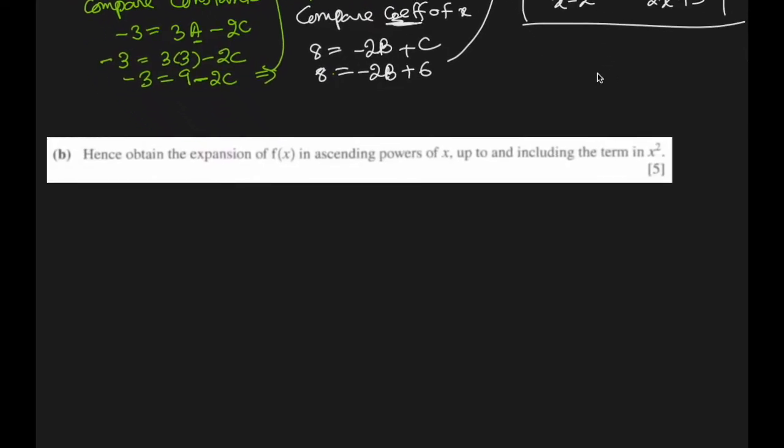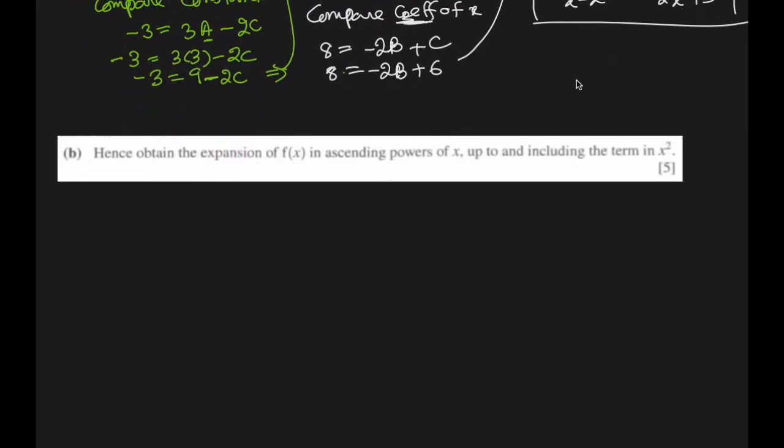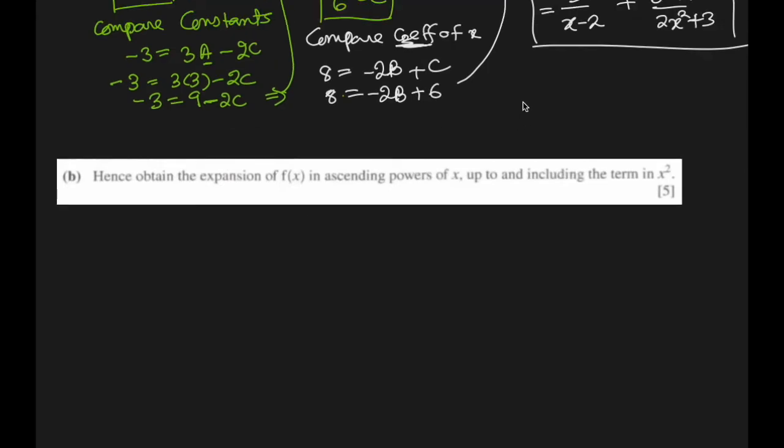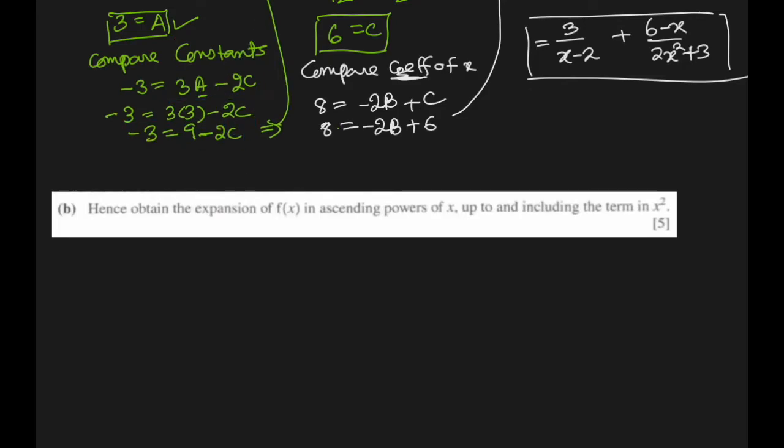So next part of this is: hence obtain the expansion in ascending powers of x up to and including x squared. So our answer is this one. Let me rewrite that one. 3 over x minus 2, which I can write as 3 times (x minus 2) to the power minus 1, plus (6 minus x) times (2x squared plus 3) to the power minus 1.